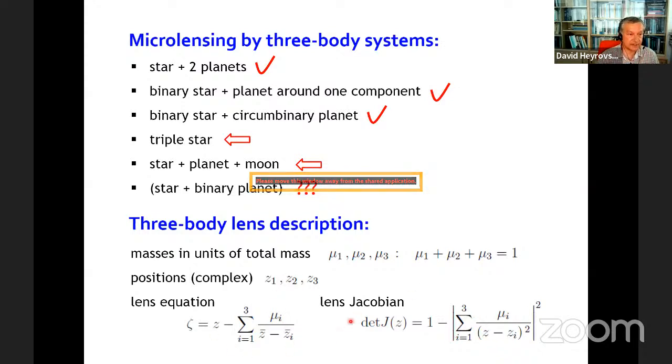It's enough to have this, and you can start playing around. So you can take your combination of masses and positions. If you set the Jacobian equal to 0, you get the equation for the critical curve. Once you find the critical curve, you plug it in this equation, and you compute the lens caustic, and you can see what are the geometries and configurations you get.